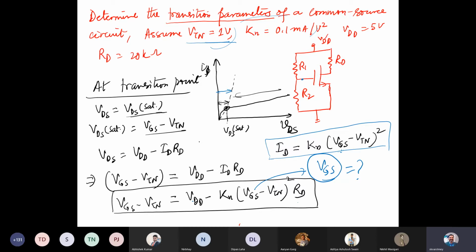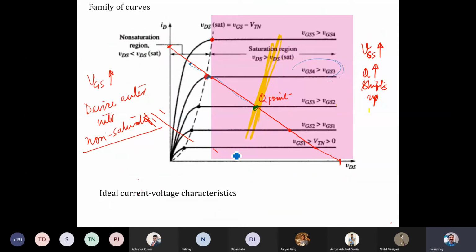So one more thing: if VGS is less than VTN, in that case you are simply in the cutoff region, right? If VGS is less than VTN, it means we are somewhere onto this line. So no channel is formed, and once no channel is formed, there will be no current flowing through the device. So the transistor is in the cutoff mode. So if VGS is less than VTN, somewhere like here, that's basically the cutoff.